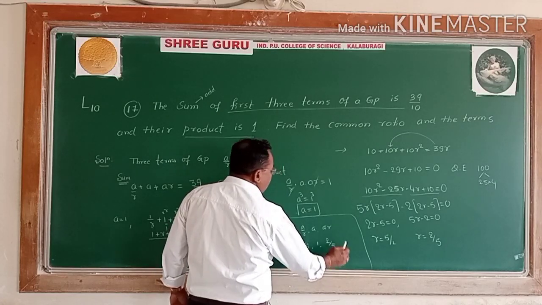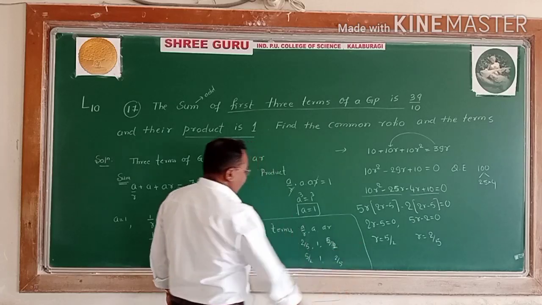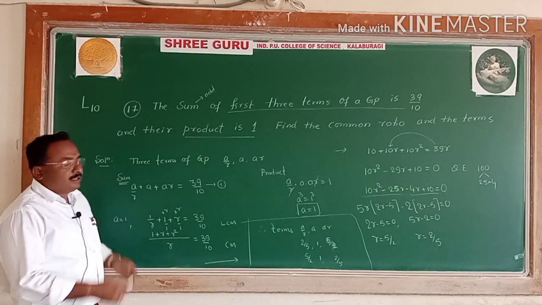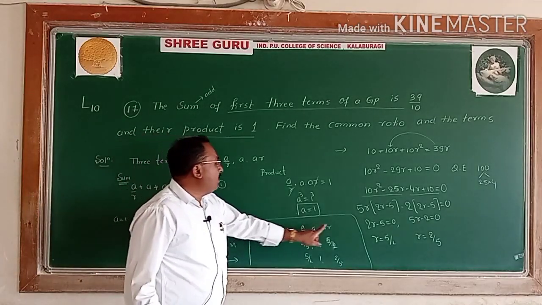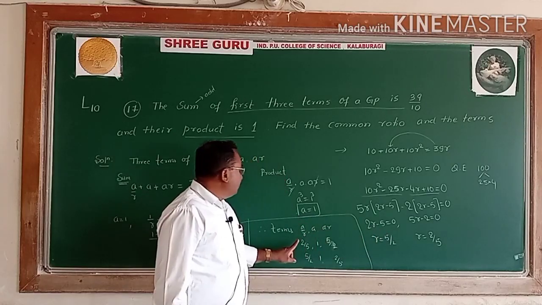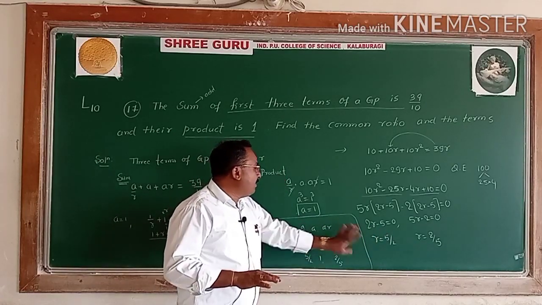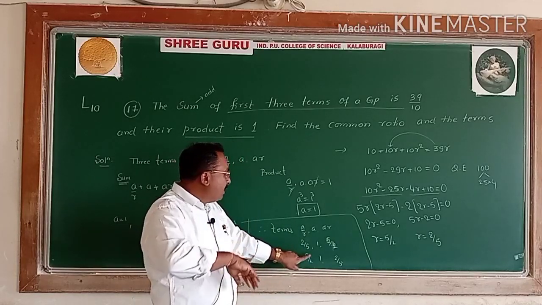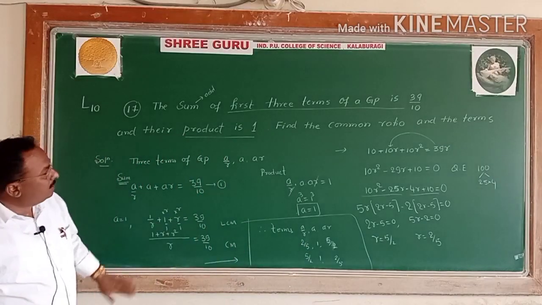For the first case, R is 5 by 2: the terms are A by R, which is 2 by 5, then 1, and 5 by 2. For the second case, A by R is 5 by 2, then 1, and 2 by 5. These are the terms. Any doubt?